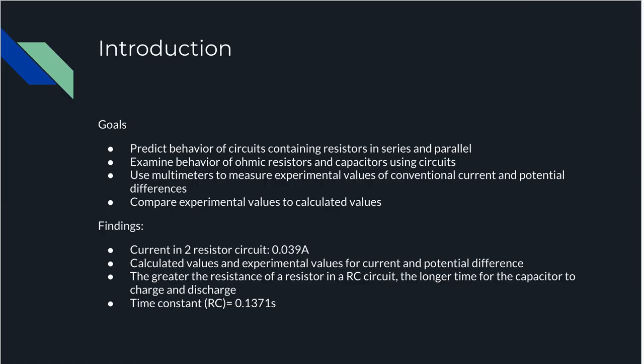Circuits and capacitors. So this was the goal of the lab, to examine the behavior of ohmic resistors and circuits and measure with a multimeter and compare experimental values to calculated values. So the findings were that the current in the 2 resistor circuit was 0.039 amps, and the time constant for the RC circuit was 0.1371 seconds. And then I'll explain more as we go along.